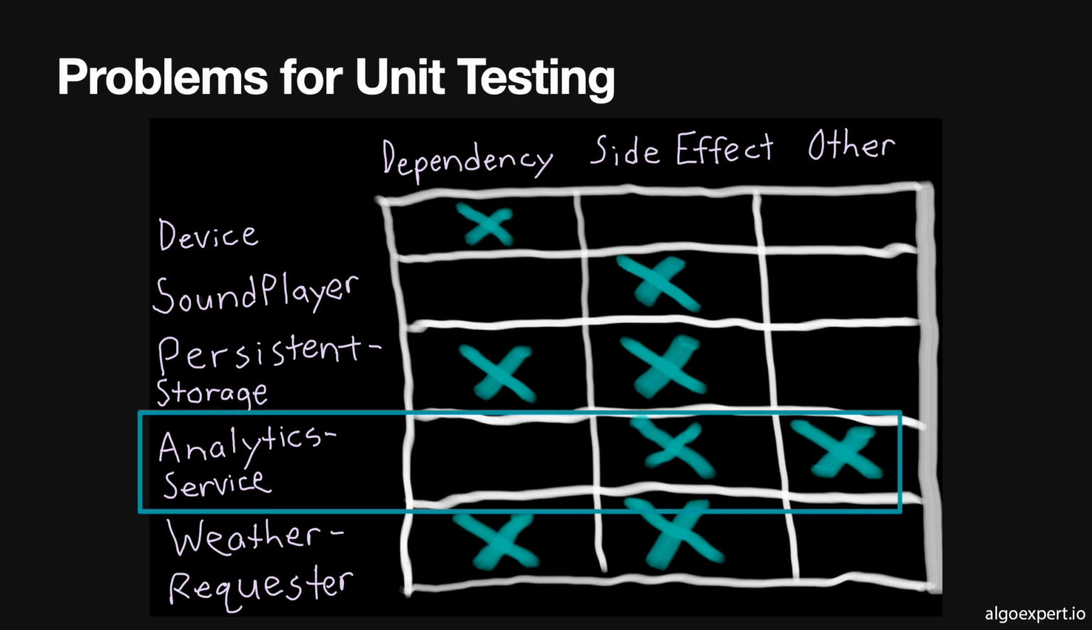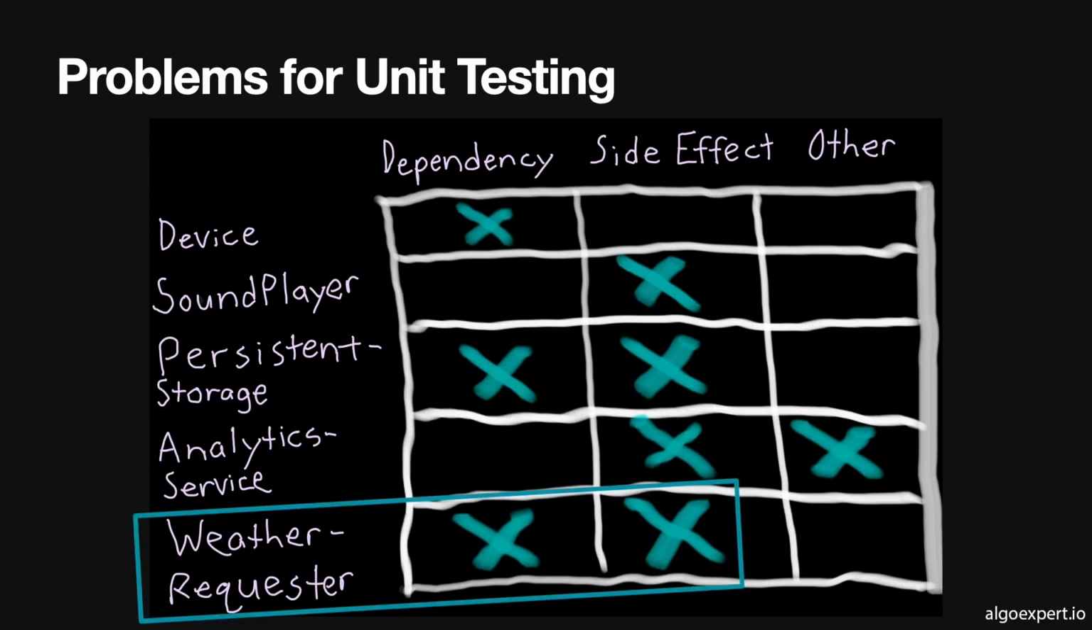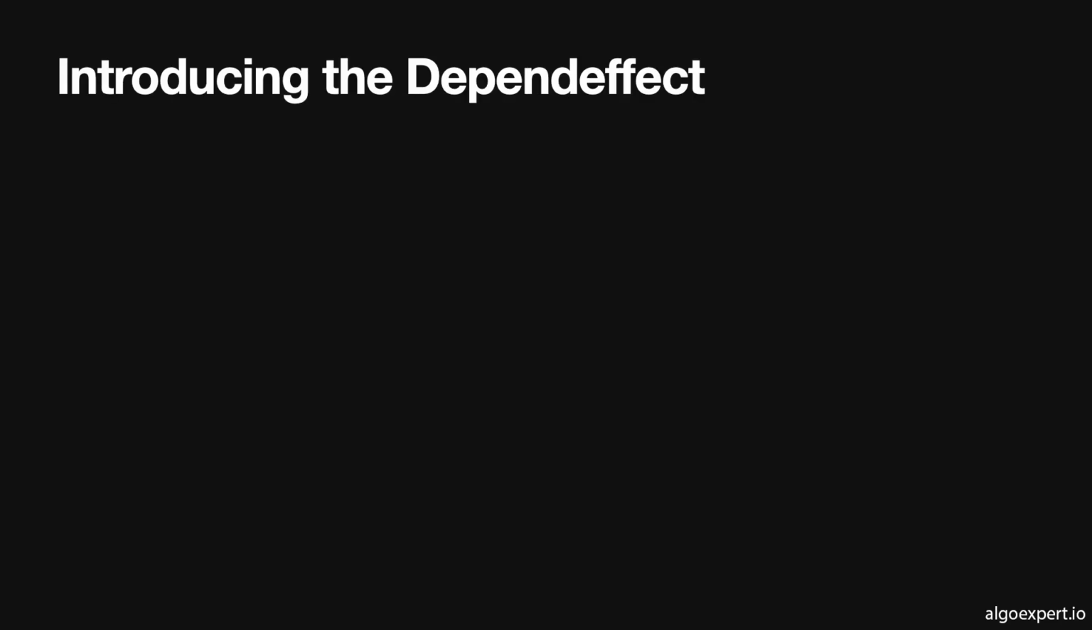Analytics service has a side effect of potentially flooding the analytics backend with irrelevant analytics data. Also, validation that analytics events are firing at appropriate times is difficult. Weather Requester depends on the output of the OpenWeather endpoint and has the side effect of making the unit test suite slow. A note on terminology.